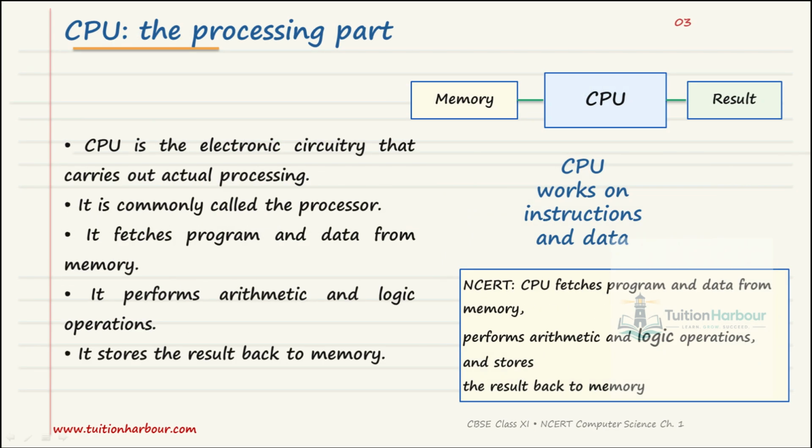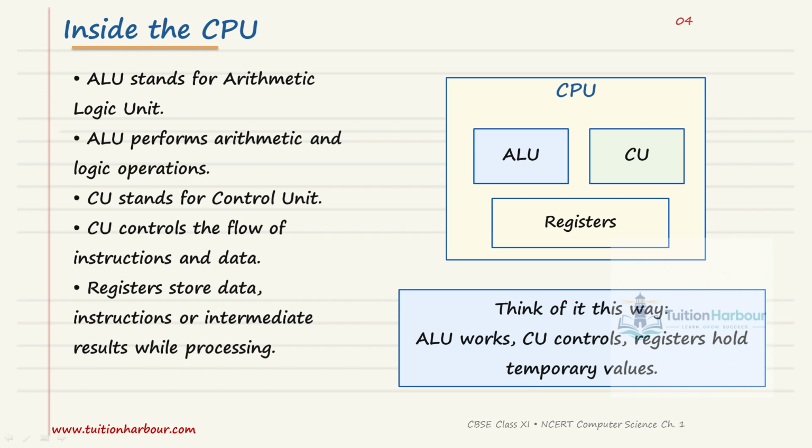The Central Processing Unit, or CPU, carries out the actual processing. It is also called the processor. It fetches programs and data from memory, performs arithmetic and logical operations, and stores the result back in memory. The CPU contains the ALU, control unit, and registers. The ALU performs calculations and logical comparisons. The control unit manages the flow of instructions and data. Registers hold data, instructions, and intermediate results temporarily.